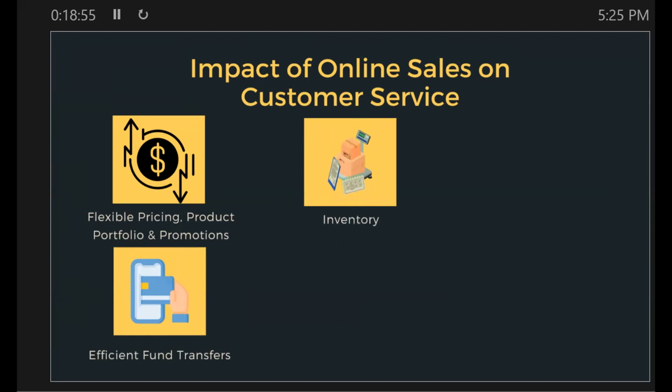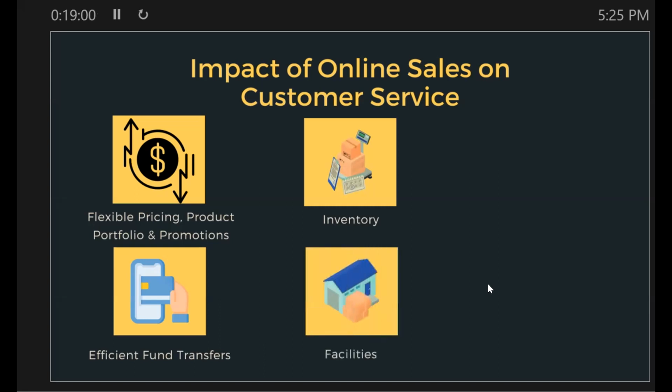Next is inventory. Inventory levels are easily tracked due to the internet platform. This fosters a better supply chain coordination. Next will be the facilities. Warehouses can be reduced since operations may no longer need, or can lessen, the number of physical warehouses and stores. Facilities will be lessened since it is already online, and the operating cost will be reduced.